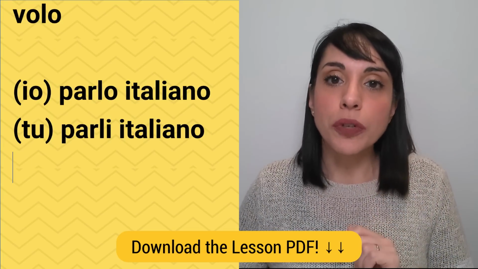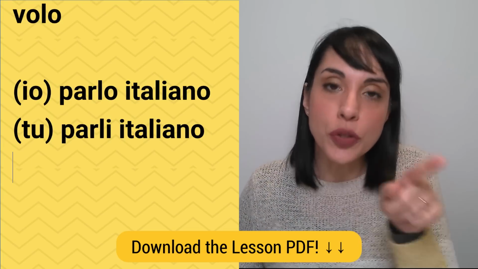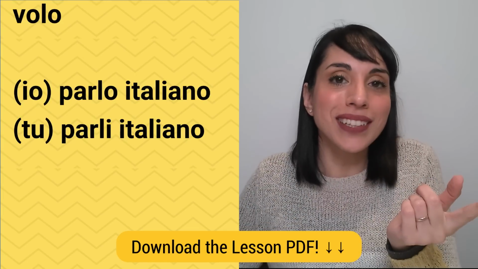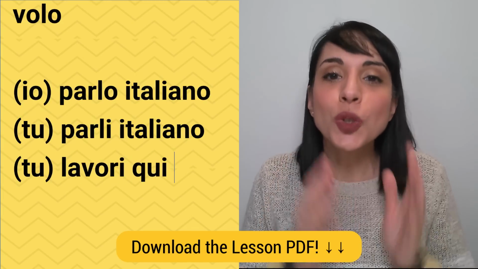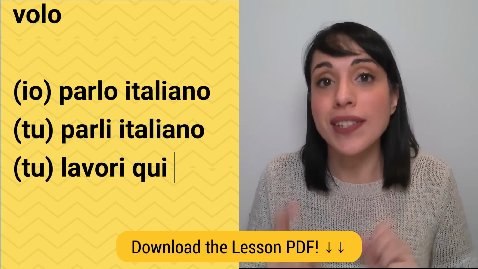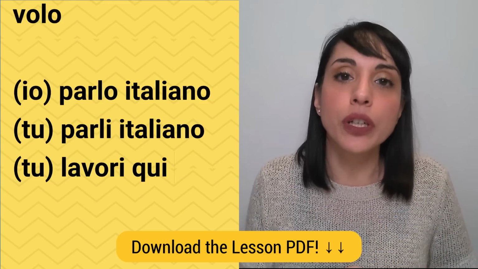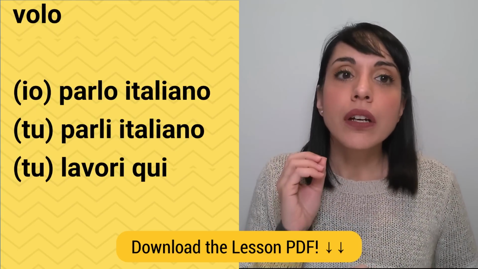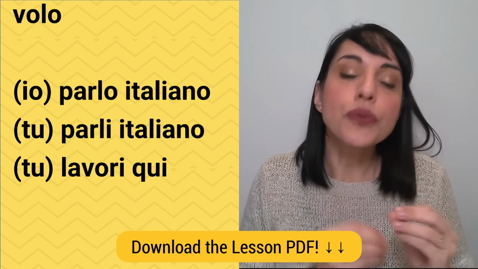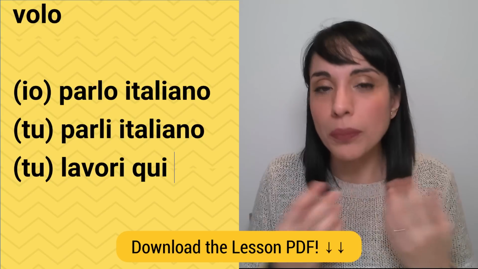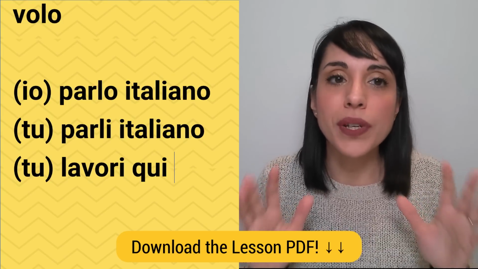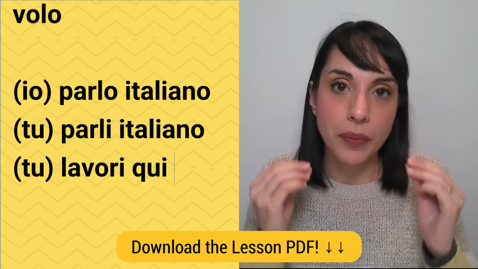Let me give you just one more example. Let's suppose you want to say you work here. How would you say that in Italian? Tu lavori qui, or just, as I would recommend, lavori qui. So remember, although it's not wrong to use the subject pronoun in Italian, we actually very often, almost always, drop it because it feels redundant.